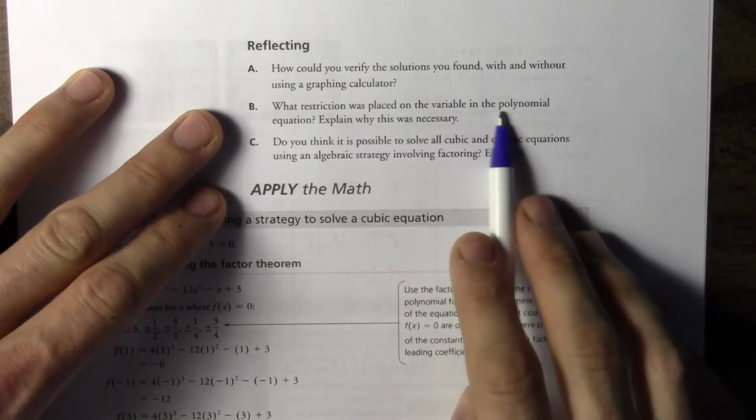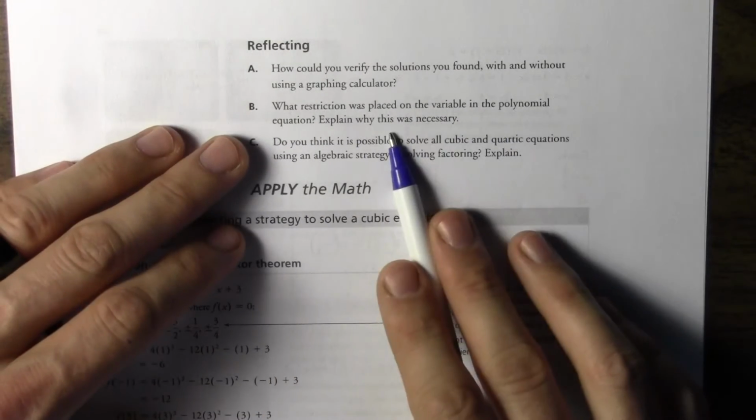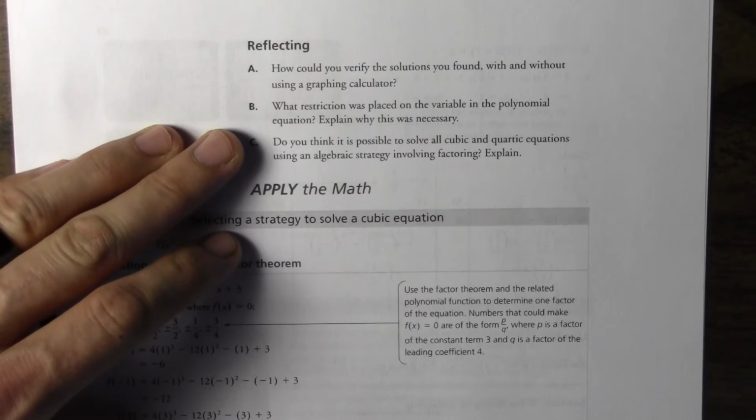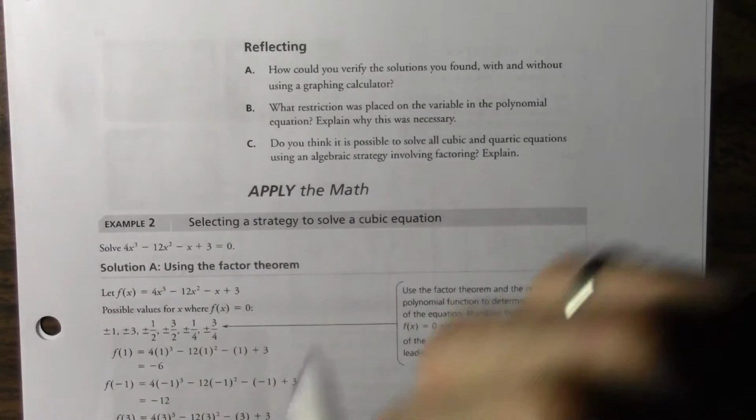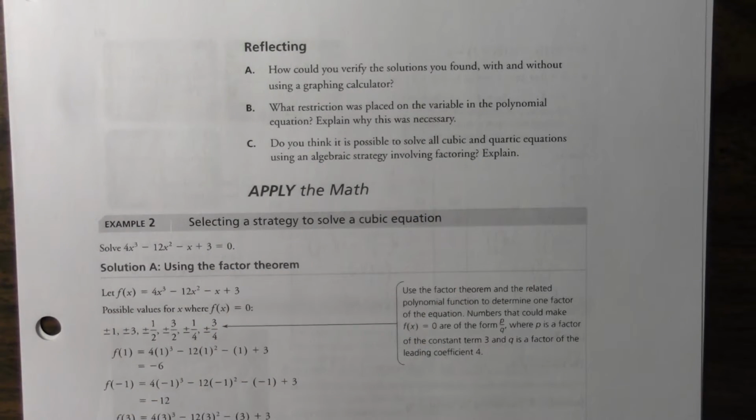What restriction was placed on the variable in the polynomial equation? Explain why this was necessary. What restriction did we place on the radius r? Yeah, it's got to be positive. Perfect. Why? Because we can't have a negative dimension.